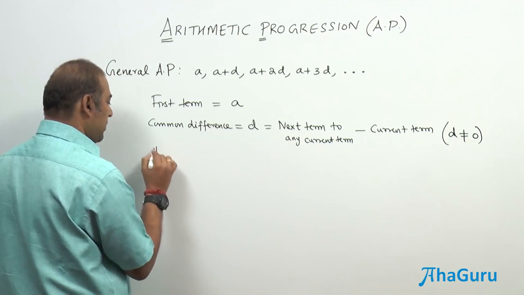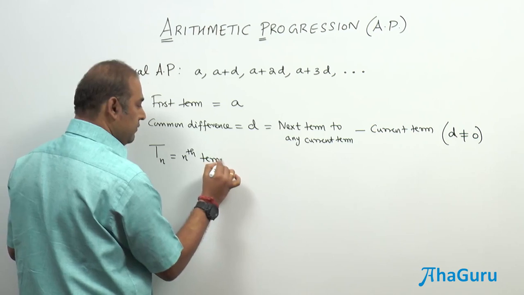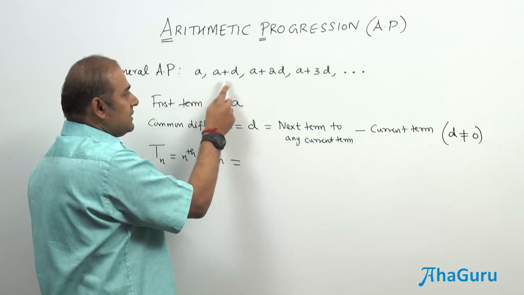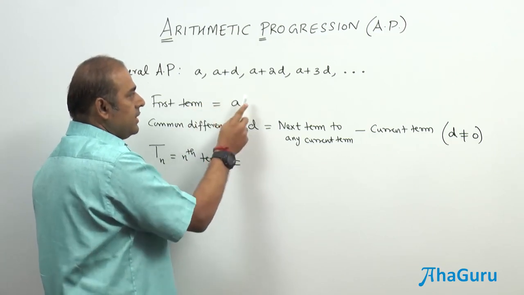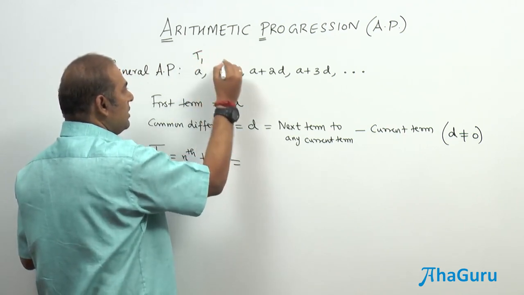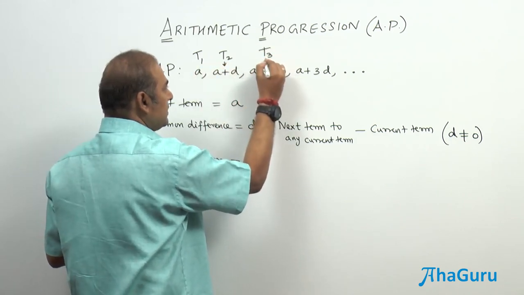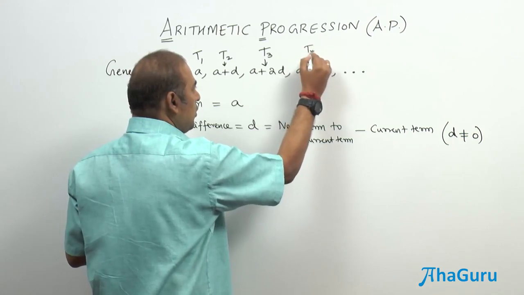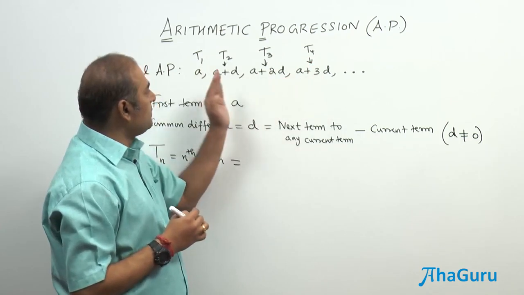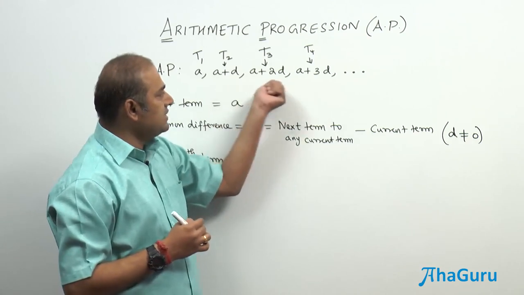Let us derive the formula for the nth term. Tn is the nth term of the AP. The first term is A, the second term is A plus 1D, the third term is A plus 2D. So this is T1, this is T2, which is A plus D, T3 is A plus 2D, T4 is A plus 3D. That means when you go from T1 to T4, you are pushing by D's. If you go directly, 3 D's have to be pushed.